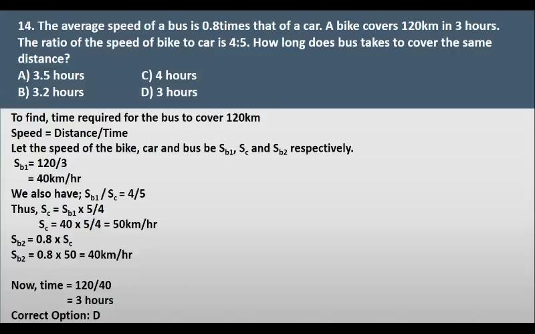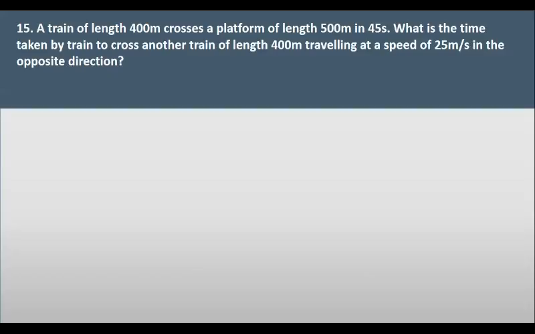I hope you've understood this problem. Now let us take another problem. A train of length 400 meters crosses a platform of length 500 meters in 45 seconds. What is the time taken by the train to cross another train of length 400 meters traveling at a speed of 25 meters per second in the opposite direction? And the options are A 18 seconds, B 17 seconds, C 19 seconds and D 20 seconds.